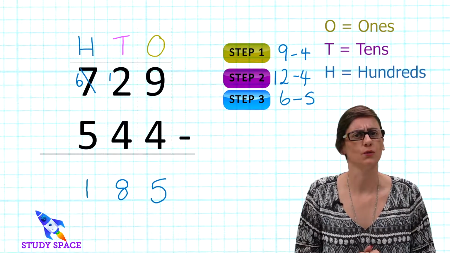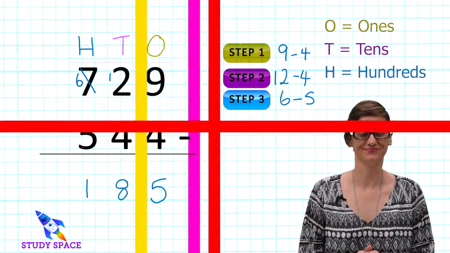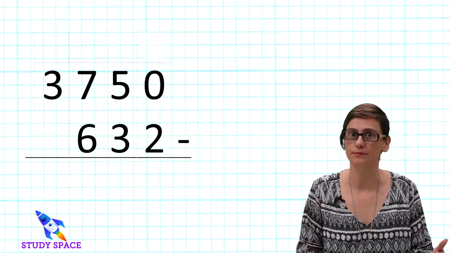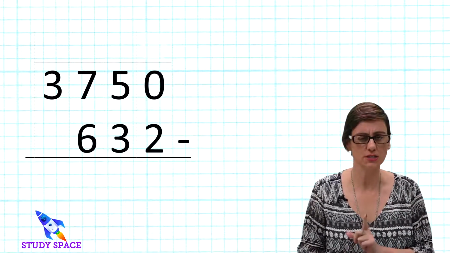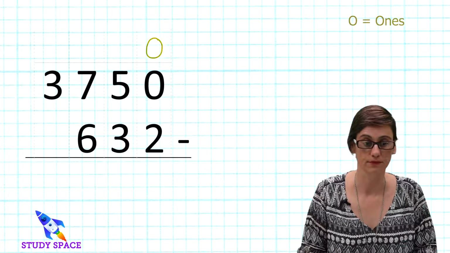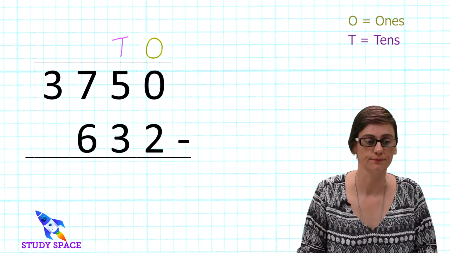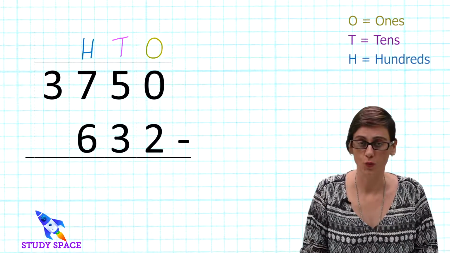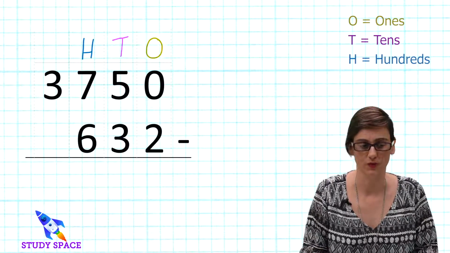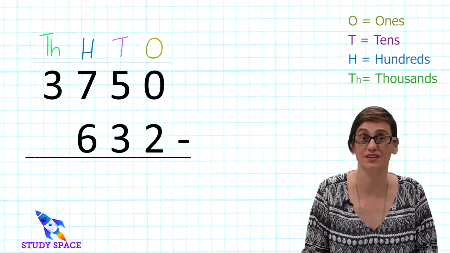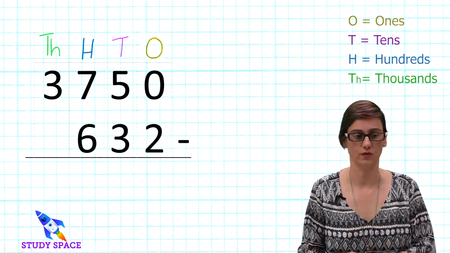I think we can do a harder one, boys and girls. Let's go. Okay, our next example, boys and girls, has an extra column. So I better label our columns just really quickly. Okay, so we've got the ones column, the tens column, the hundreds column, and this fourth one is the thousands column. So we'll represent the thousand with a capital T and a little h, the thousand. Okay, let's go solve our problem.